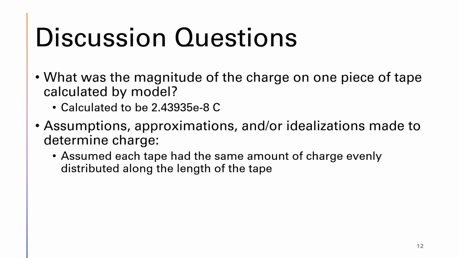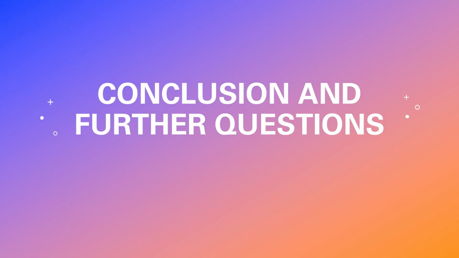The magnitude of the charge on one piece of tape, as calculated by the model, was what I said, 2.44 times 10 to the negative 8th coulombs. And an assumption that I made to determine the charge was that each tape had the same amount of charge evenly distributed along the length of the tape.